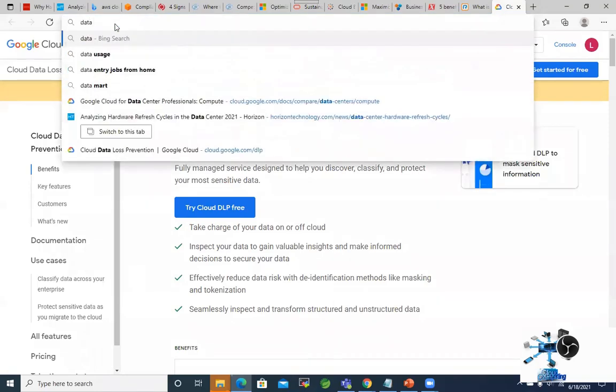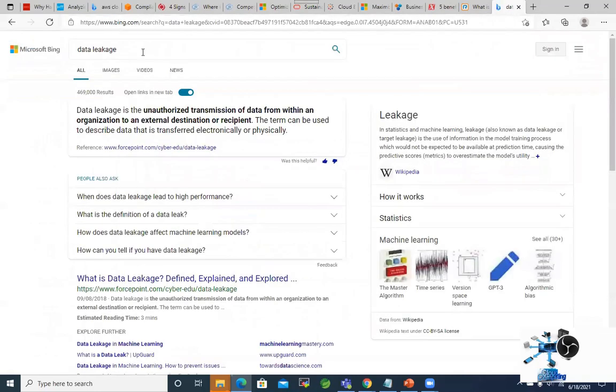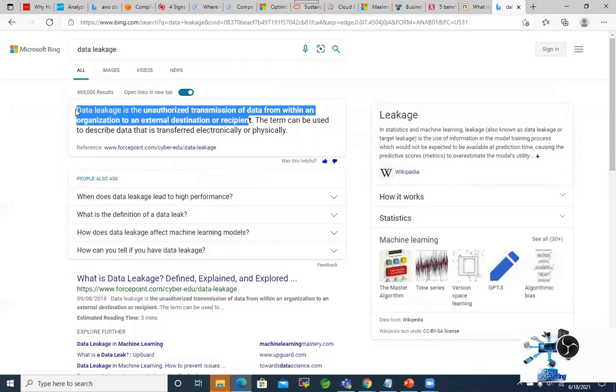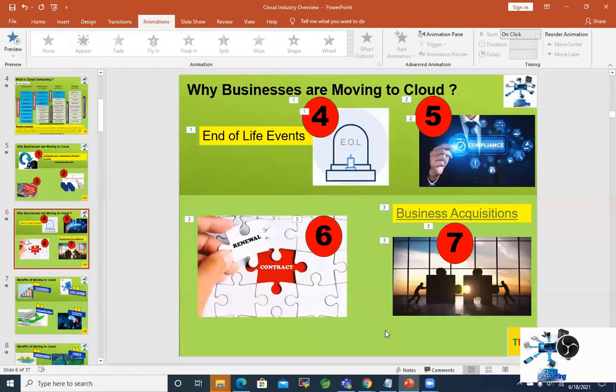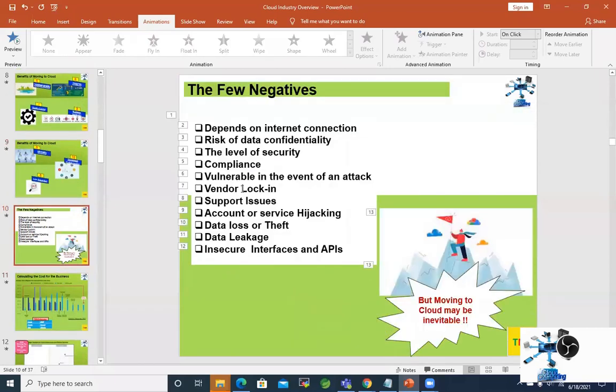So I just talked about data leakage. Data leakage is the unauthorized transmission of data from within the organization to an external destination. That is a little bit different from data loss. Data loss is something else, while leakage is transferring data in an unauthorized flow from one place to another.